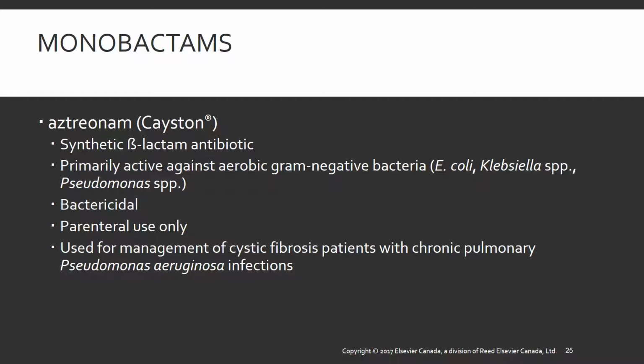Monobactams. Okay, so these are another, we have aztreonam, a synthetic beta-lactam antibiotic. So it's man-made, very effective against aerobic gram-negative bacteria, our E. coli, our Pseudomonas, and it's bactericidal as well, so it's going to kill those bacterium. We only use it via parenteral administration route, and it's typically something you're going to see used in patients with cystic fibrosis. They have chronic pulmonary infections, so Pseudomonas infections that can put them at quite great risk, and so these antibiotics are quite effective.